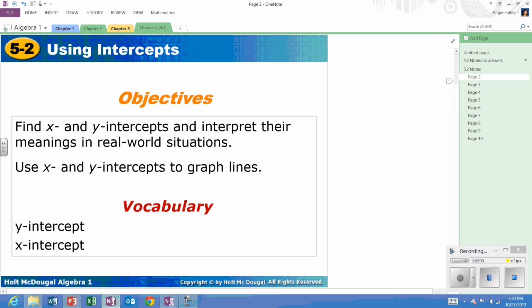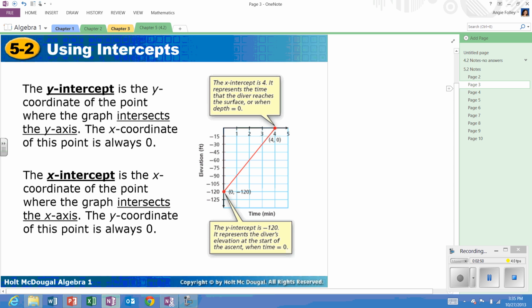Okay, so today we're going to look at finding x and y intercepts, what their meaning is, and then using the x and y intercepts to graph a line. So the y-intercept is just the y-coordinate of the point where the graph intercepts the y-axis. And remember, your y-axis is your up and down, okay? And your x is your horizontal. So our y-intercept is wherever the line intersects along this entire axis. For example, they're showing on this graph that negative 120 is the y-intercept.